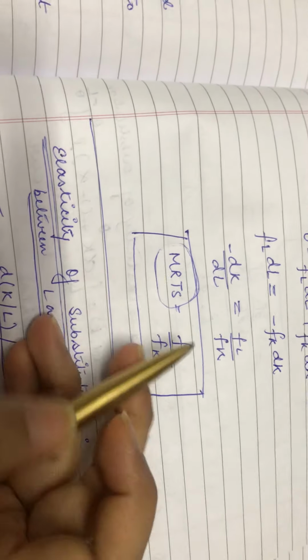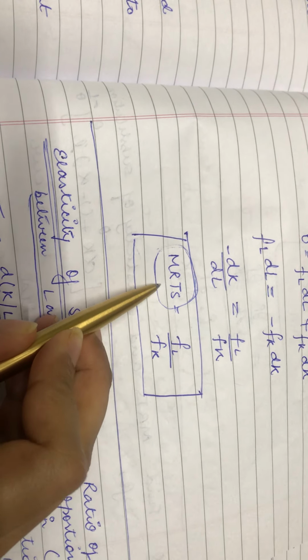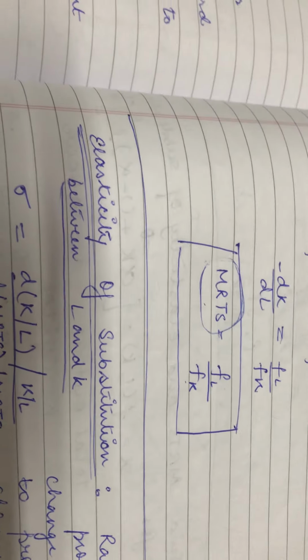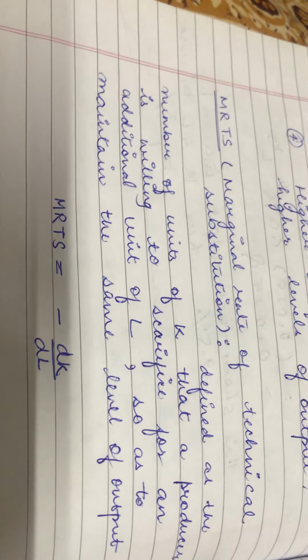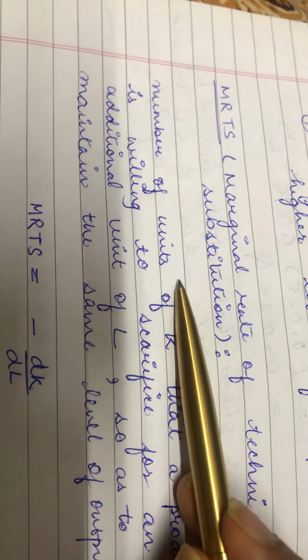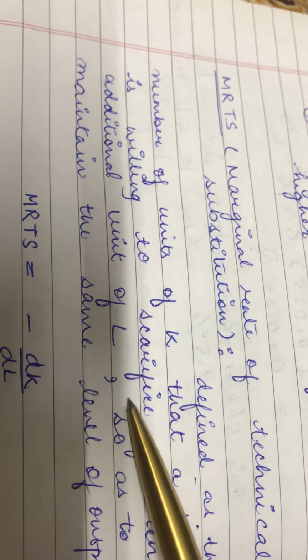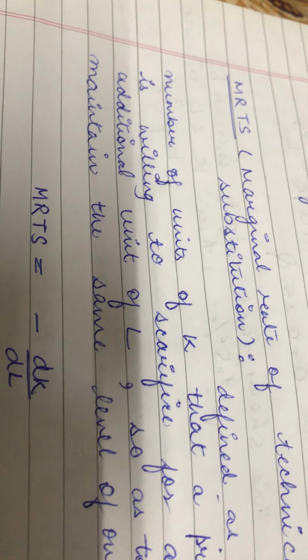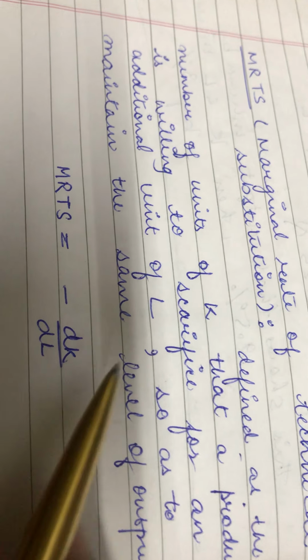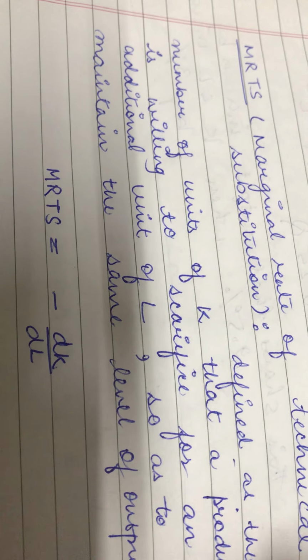So this is an important thing for all of us to understand. The marginal rate of technical substitution is given by FL by FK, right? And how do we define this marginal rate of technical substitution? It is defined as the number of units of K that a producer is willing to sacrifice for an additional unit of L so as to maintain the same level of production, which is given by minus dK by dL. So minus इसलिए क्योंकि बेचारा सैक्रिफाइस कर रहा है.